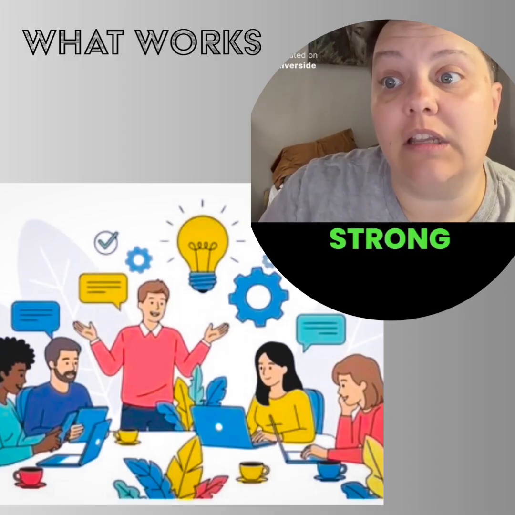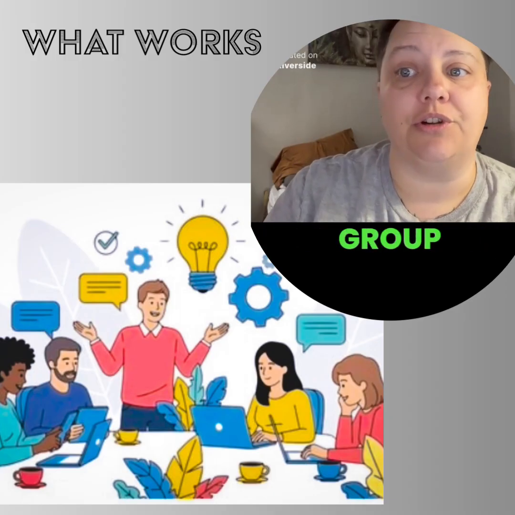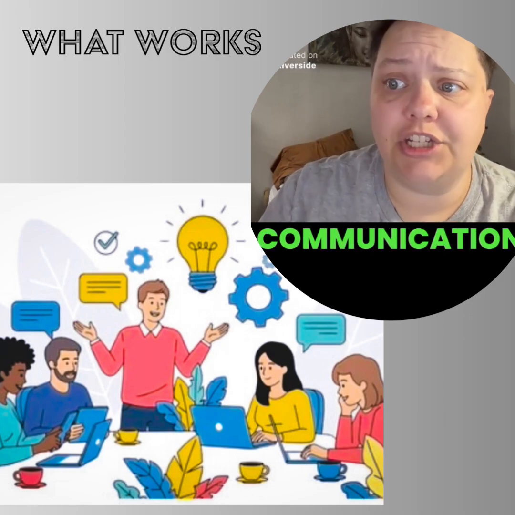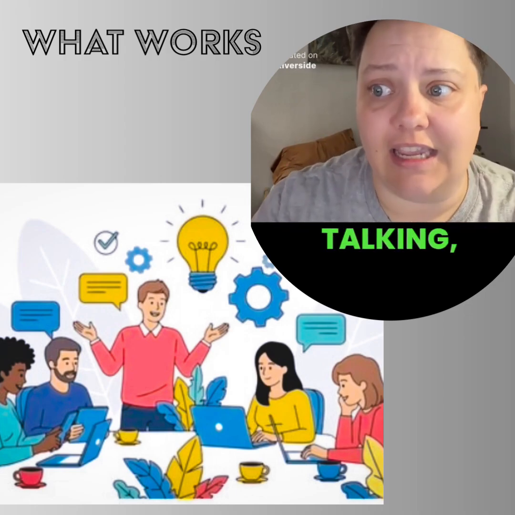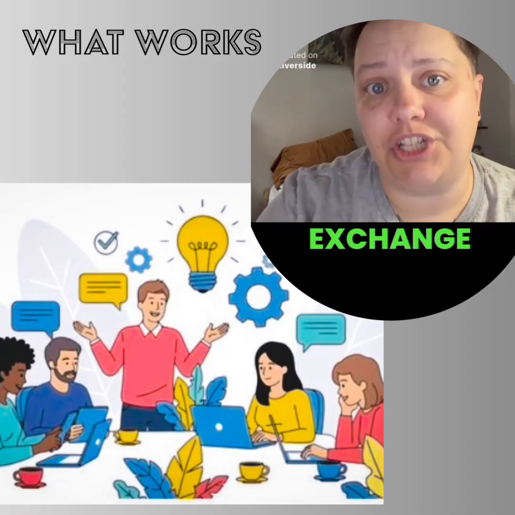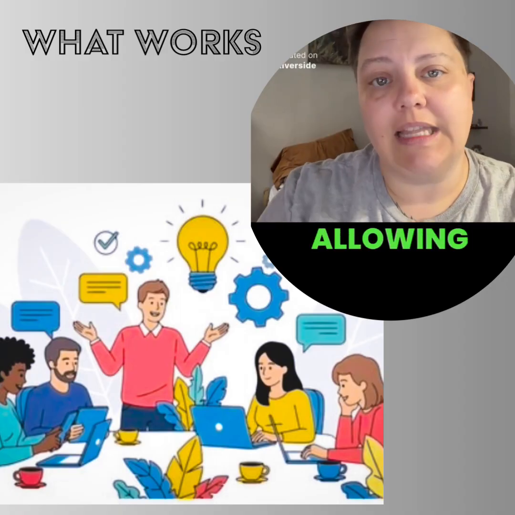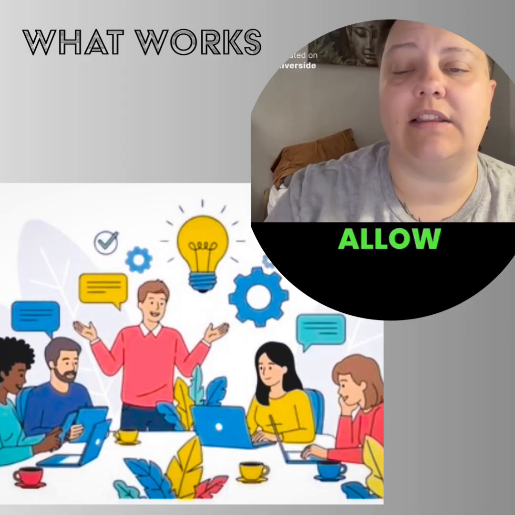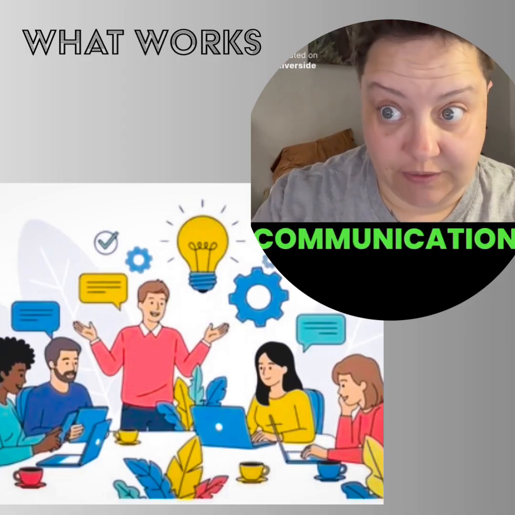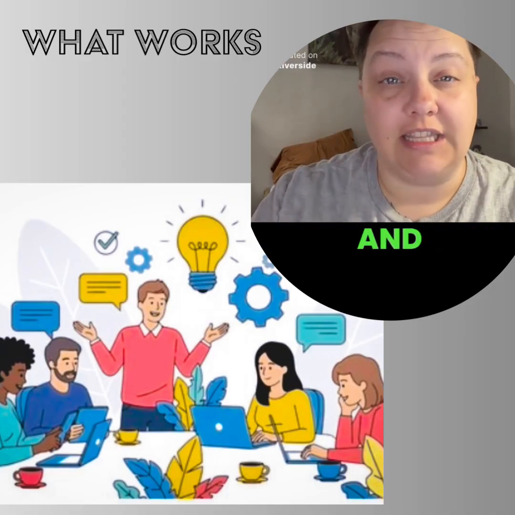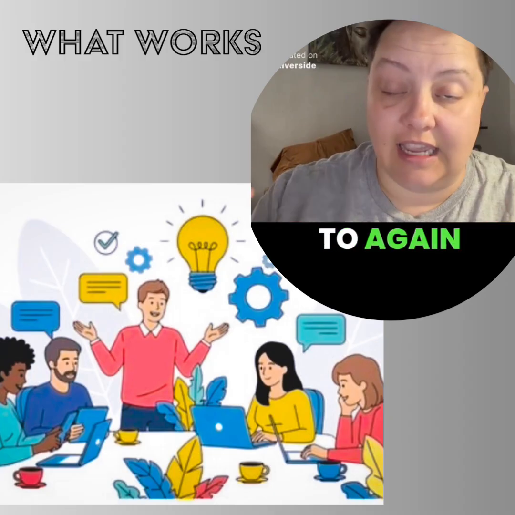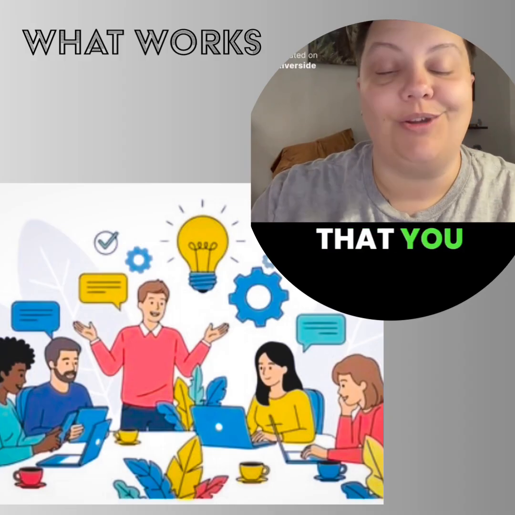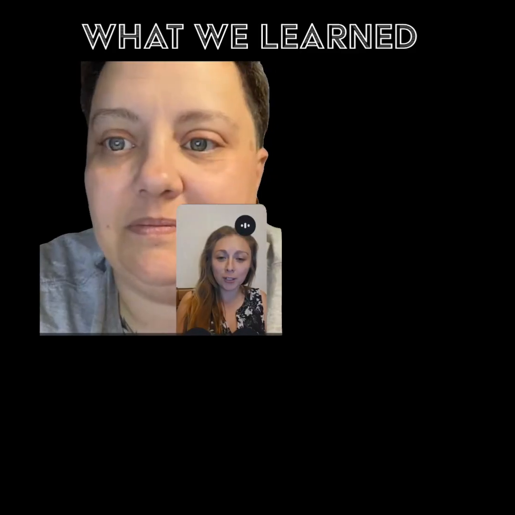And finally, strong communication leads to successful group outcomes. Strong communication isn't just about talking, it's about the quality of exchange between each other. So allowing for a safe space and actively listening are two traits that allow for strong communication. Having this strong communication and these elements together is going to, again, create an outcome that you never thought would be possible. So what did we learn?